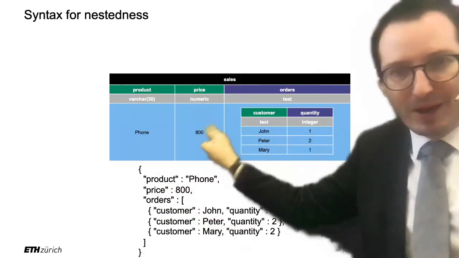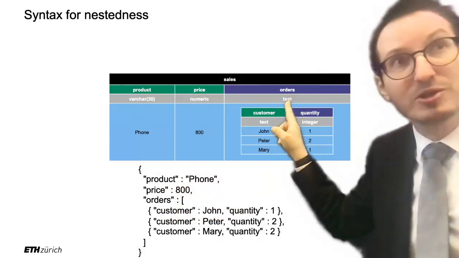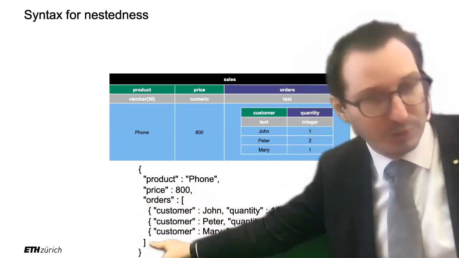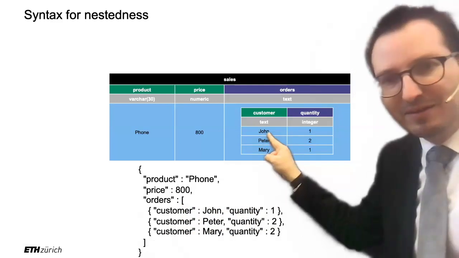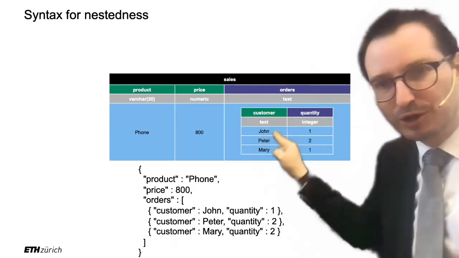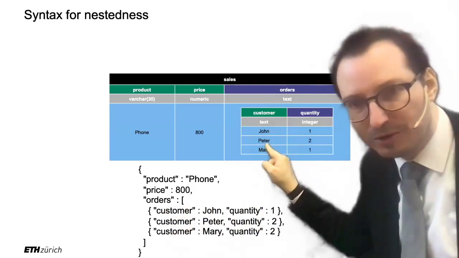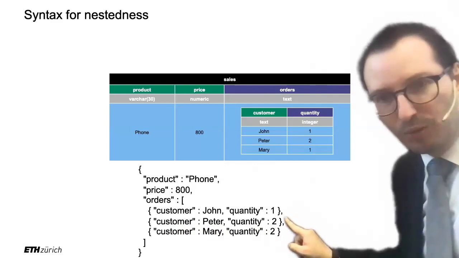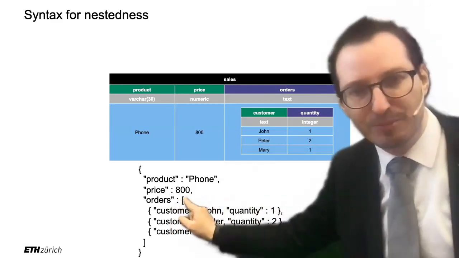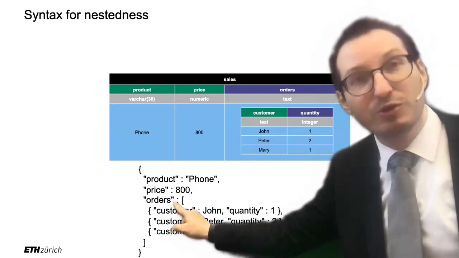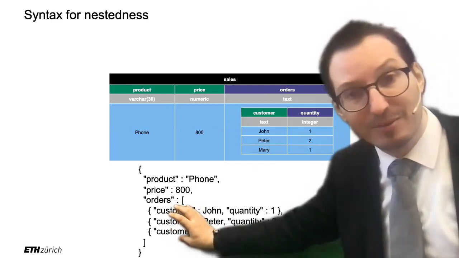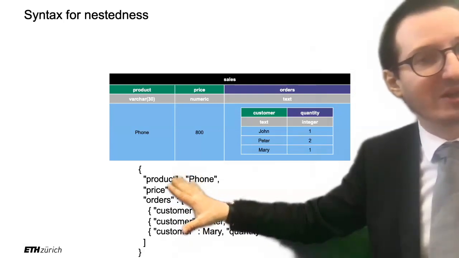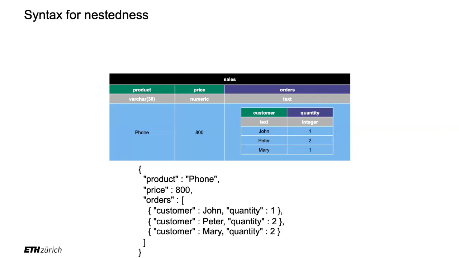Product, phone, price 800, orders. What do? It's a nested table, no problem. In JSON, we have these square brackets here that say it's a list, a so-called array. And inside, if I map this to JSON, that we know how to do. Customer John, quantity 1, here it is. Customer Peter, quantity 2, here it is. Customer Mary, quantity 1, here it is. We put commas to nicely separate them and put them inside. So you see that in JSON, I can have a table in a table. Who sees that? Right? This is magic. I cannot do it in CSV, but in JSON, I can do that.